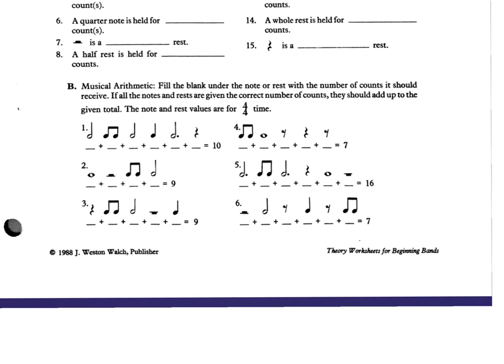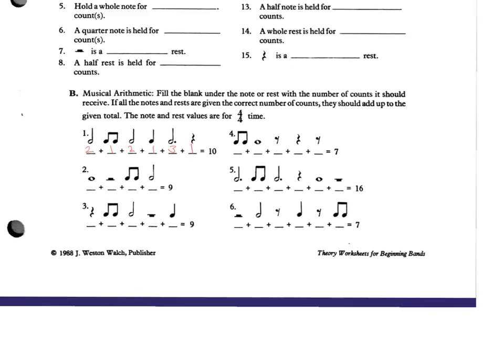So for this first one, if you're looking up at the top, you'll see that a half note is worth 2, a pair of eighth notes equals 1, half note is 2, quarter note is 1, a dotted half note is 3, and a quarter rest is 1. You add them up together, 2, 3, 4, 5, 6, 7, 8, 9, 10. Boom, that's right. So you just fill it out and make sure that it equals what it says afterward. That's that. That's easy.